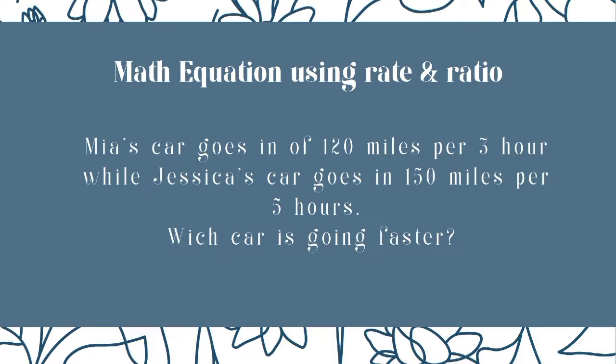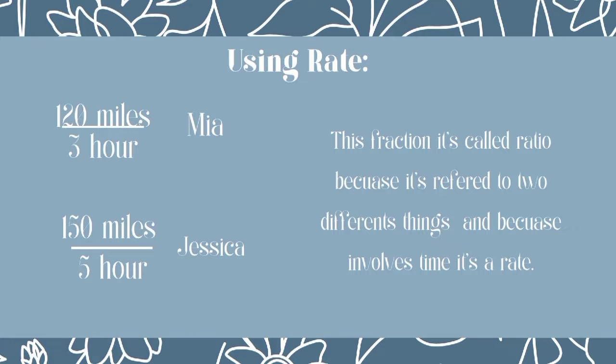Mia's car goes 120 miles per 3 hours while Jessica's car goes 150 miles per 5 hours. Which car is going faster? In rate, 120 miles per 3 hours, that's Mia, and 150 miles per 5 hours, that's Jessica. This fraction is called a ratio because it refers to two different things, and because both involve time, it's a rate.